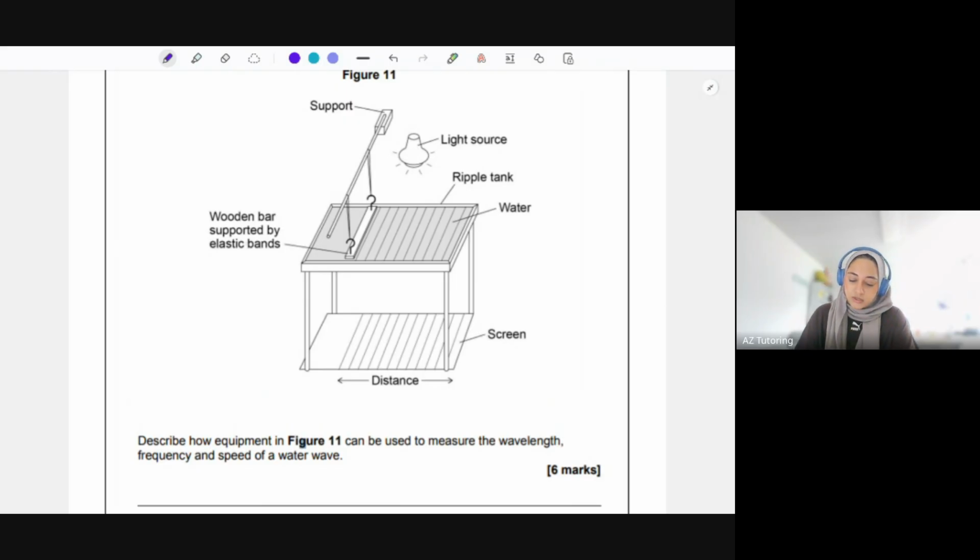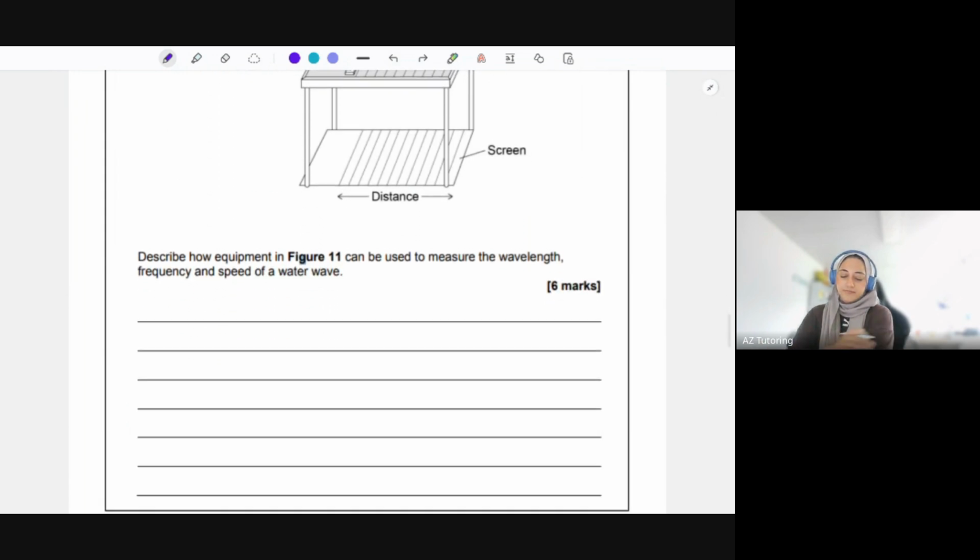So you can see here there's a wooden bar supported by elastic bands. We've got a light source, we've got the ripple tank, we've got water, we've got a screen on the bottom, and then we've got something to measure the distance, essentially. So it says here, describe how equipment in figure 11 can be used to measure the wavelength, frequency, and speed of a water wave. As soon as you start seeing measurements of things, you should go to your equation sheet on top and find what equation has wavelength, frequency, and speed inside it.